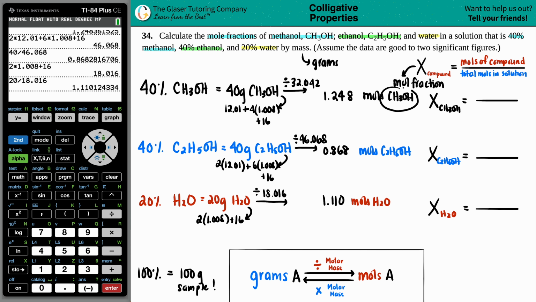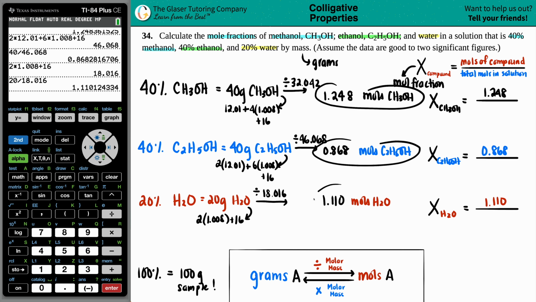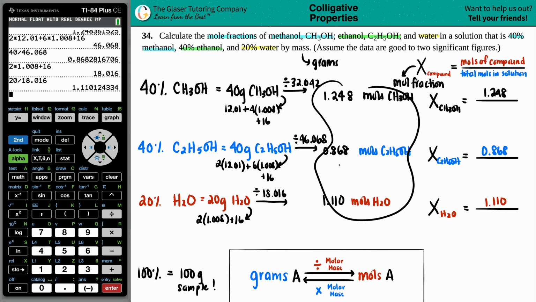And if we're doing the mole fraction for methanol, CH3OH, the 1.248 goes on the top because that's the number of moles of the methanol. For the ethanol, the numerator would be 0.868. And then for the water, the numerator would be 1.110. But the thing is, what is going to be the number on the bottom? The denominator. That's the total moles in the whole entire solution. Well, we have this amount of moles of methanol, this amount of moles of ethanol, and 1.110 moles of the H2O. How are we going to find the total? Yeah, you got it. We just have to add them up.